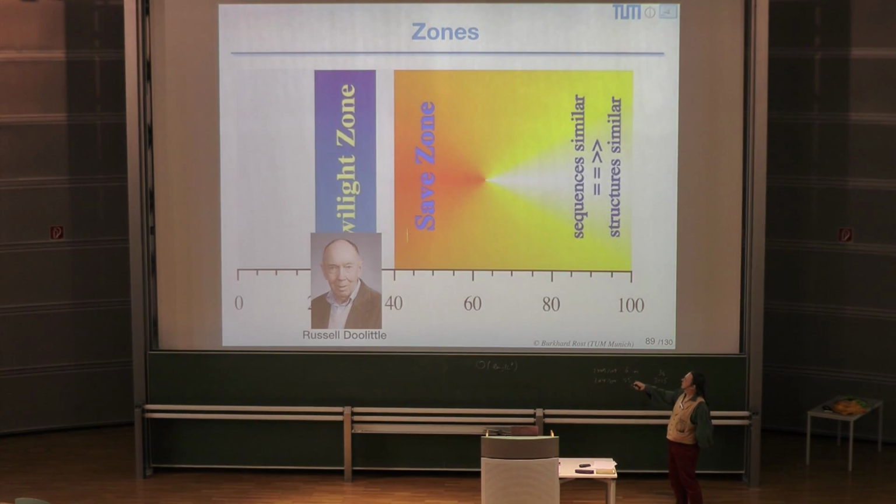And then there's a twilight zone, and that term was coined by Russell Doolittle. So a zone at which you sort of lose the signal. Interestingly enough, there are two ways in which you sort of could find out where that comes. One is you could just align things for which you know some similarity. For instance, you could take all the things that have similar structure and see what the sequence similarity for those is. Okay? And then that would sort of tell you where you lose the signal.